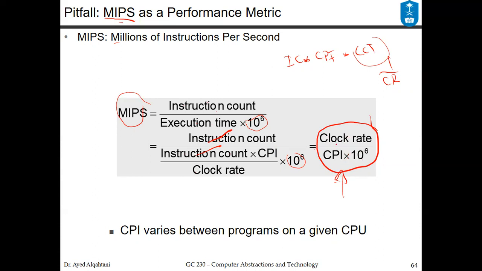If you have 2 computers, probably the MIPS will tell you, oh, the first computer is better than the second. However, when you calculate the instruction counts, you find out that it's actually the other way around. So here's the key result, that the CPI varies between programs on a given CPU. Also, the instruction count should be included in the calculation. And this is why we shouldn't use the MIPS as a performance metric. We should use only the execution time.